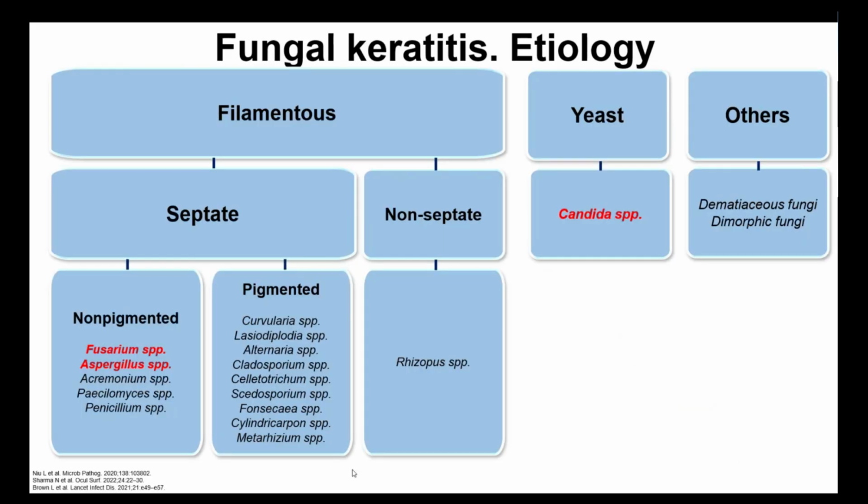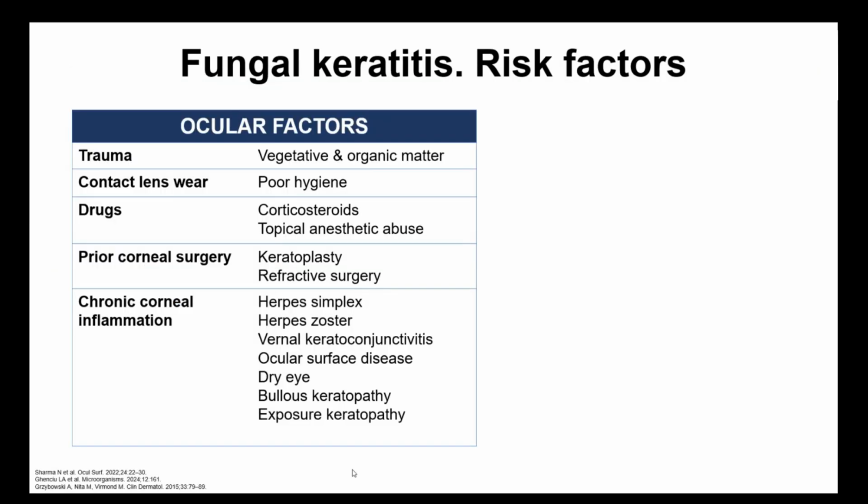Fungi that lead to keratitis can be grouped into 4 categories: filamentous septate, Aspergillus, Fusarium, and others, filamentous non-septate, yeast, and others. The main fungi that cause keratitis are filamentous species, especially Fusarium and Aspergillus, and yeast fungi, mainly Candida.